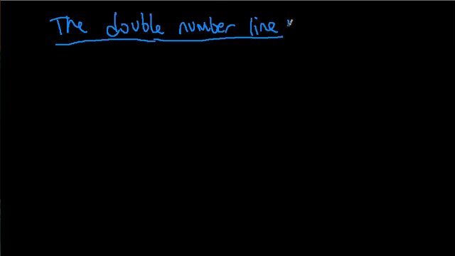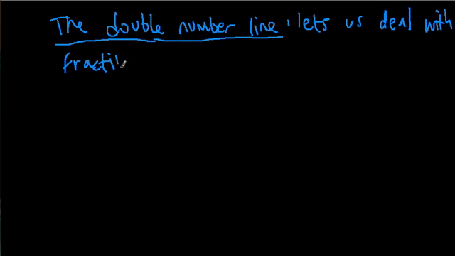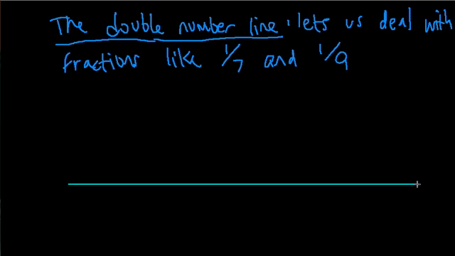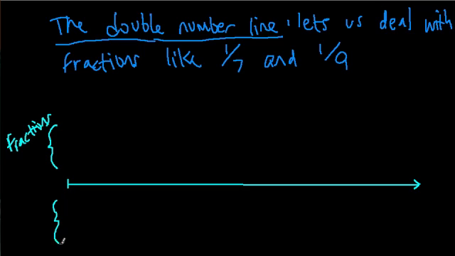So the double number line lets us deal with, understand, and think about fractions, and decimals and percents that are less friendly, like 1/7 and 1/9. So what is a double number line? How does it work? Well, we draw a number line, right? And on the top portion we put our fractions, our non-whole numbers, and down here we'll put our whole numbers. And that's where the idea of the double comes from on the number line.